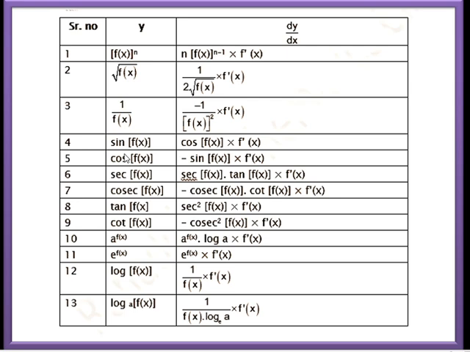So this is the end of the lecture on derivatives. In the next lecture, we will discuss the topic integration. Thank you.